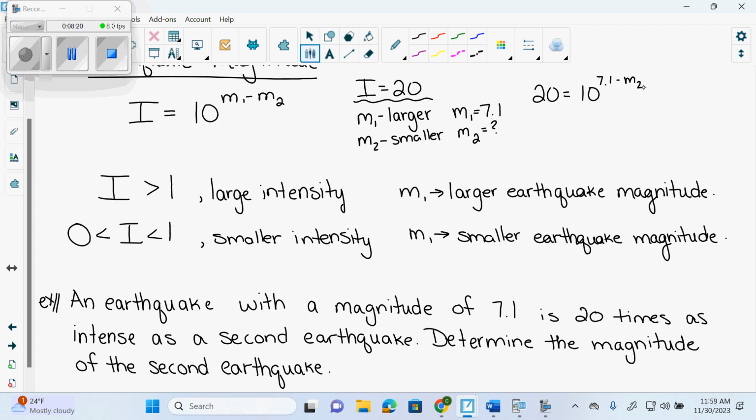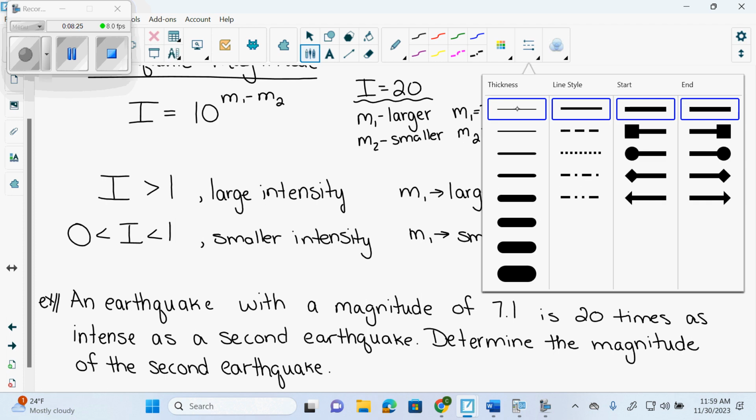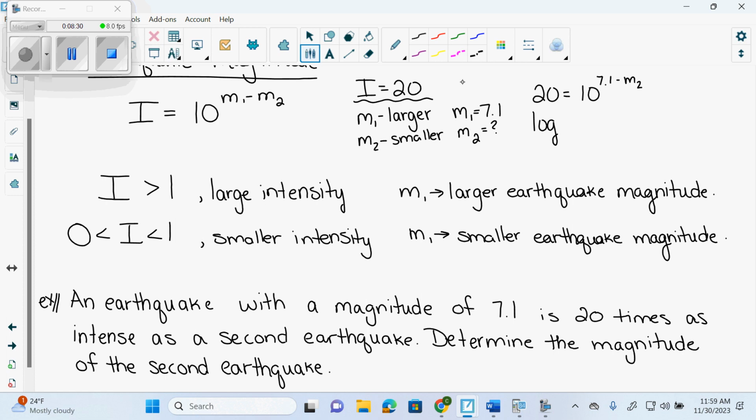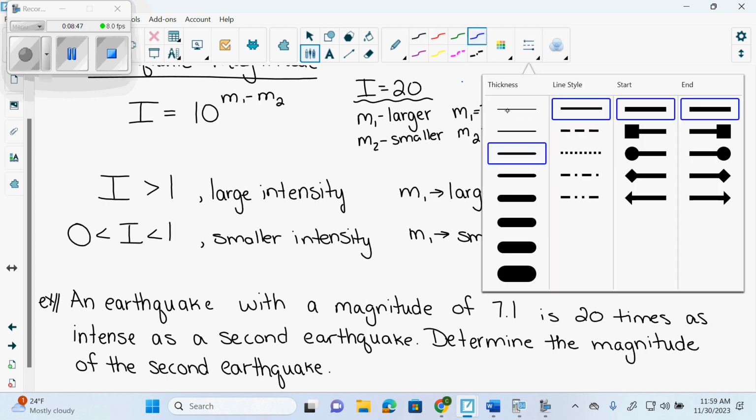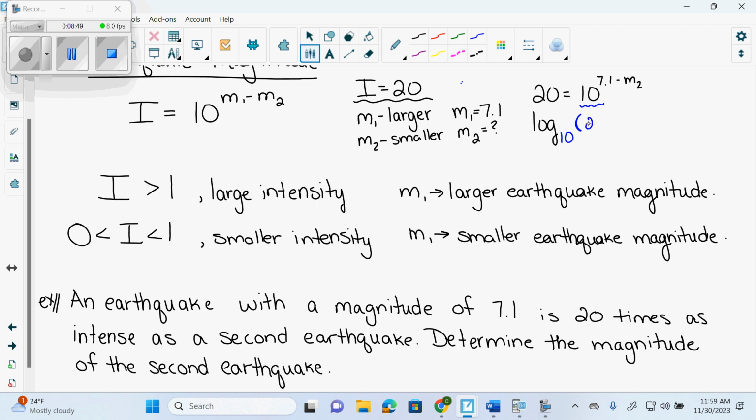So how do I convert this? I do log base what? The base of my log becomes the base of my exponent, or the base of my exponent becomes the base of my log, right? The base stays the same. So this is base 10, so is this. Log base 10 of what? Log base 10 of 20 equals 7.1 minus M2. You have to remember how to convert.